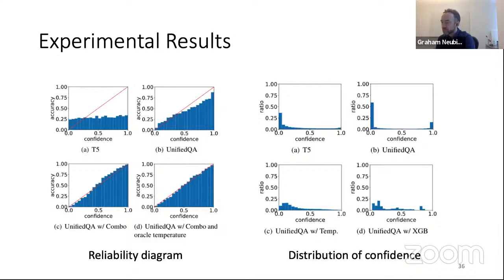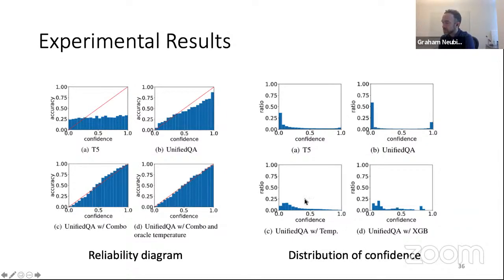Here are some figures with the reliability graphs for both of them. So you can see that T5 is quite poor. UnifiedQA is overestimating its confidence on highly confident things and underestimating its confidence on low confidence things. But after we adjust it, we can get quite a bit closer to the ideal here.